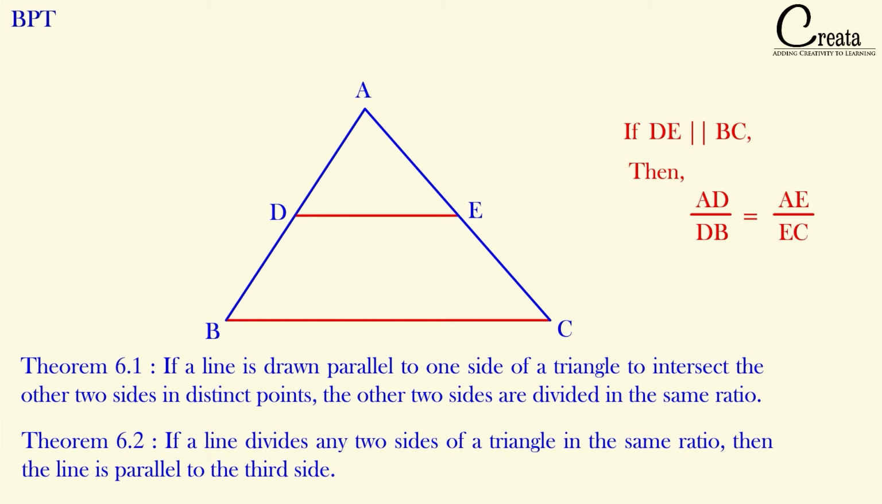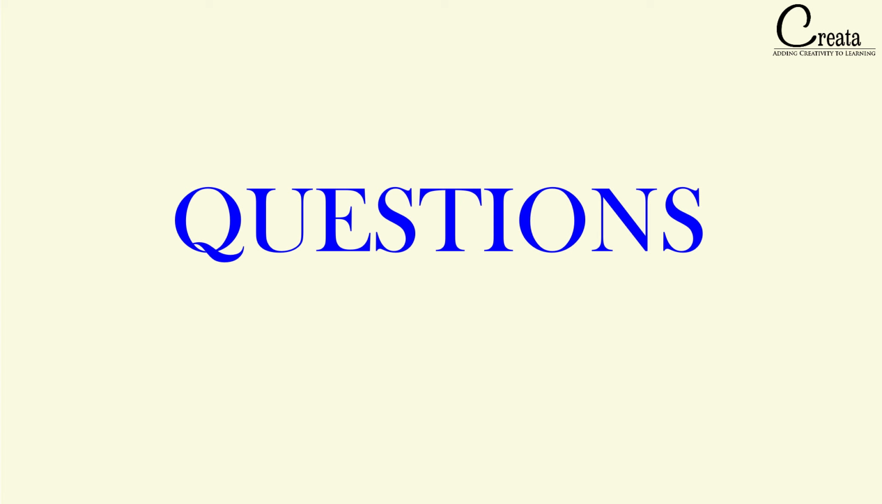We are also having the converse of the theorem, that is, if these ratios, that is AD upon DB is equal to AE upon EC, then we can say DE and BC will be parallel to each other. This is the converse of the BPT. Let's further deep dive into the concept through some questions. Here are the questions.